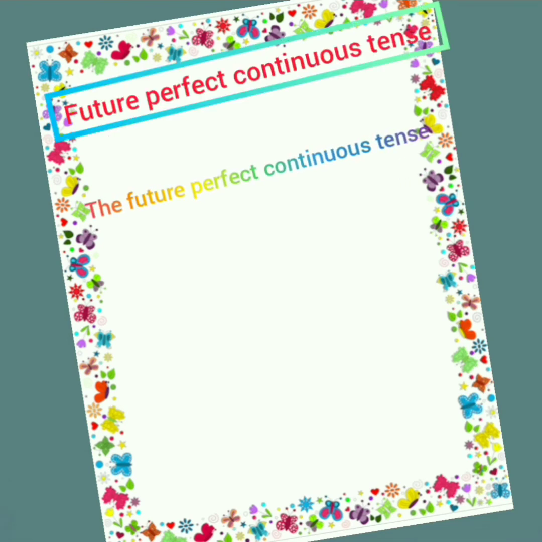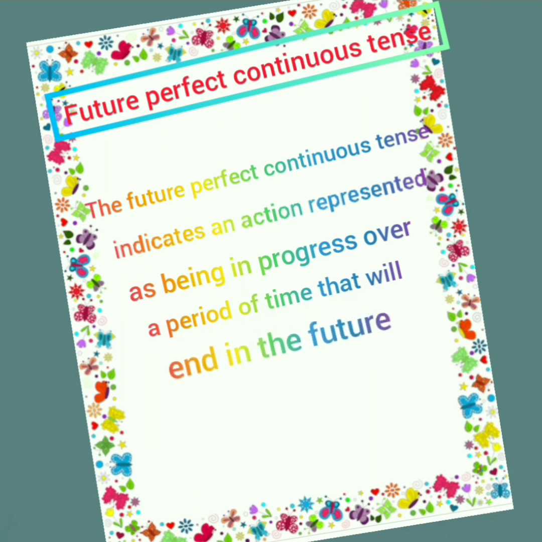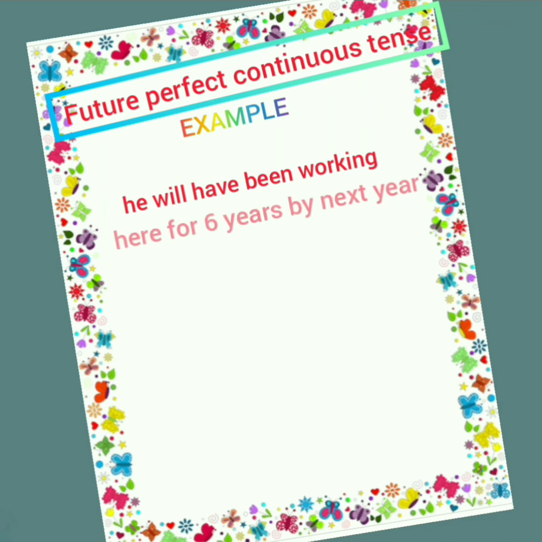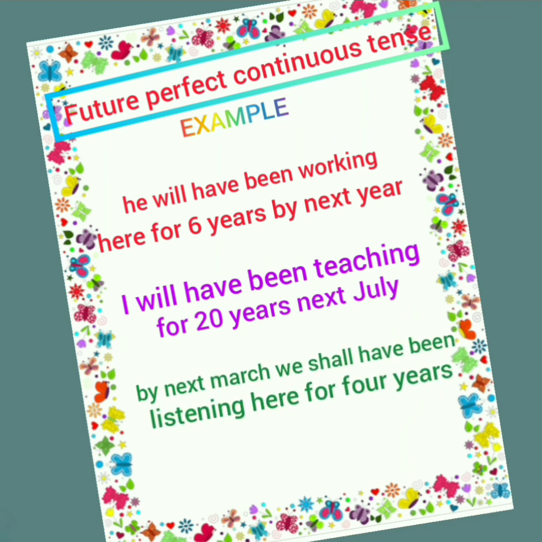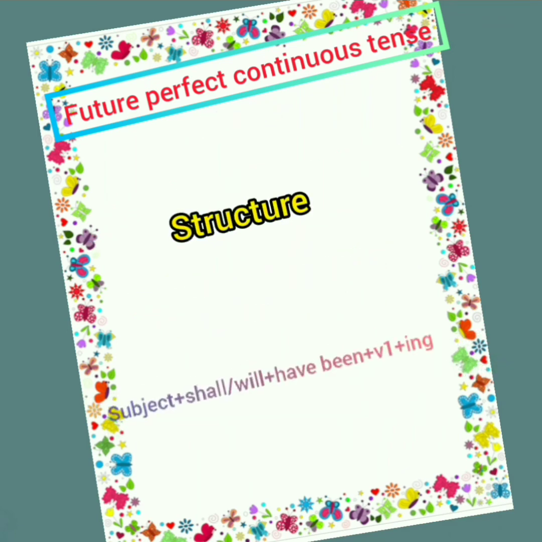Future perfect continuous tense. The future perfect continuous tense indicates an action represented as being in progress over a period of time that will end in the future. For example, he will have been working here for 6 years by next year. I will have been teaching for 20 years next July. By next March, we shall have been living here for 4 years. Structure of future perfect continuous tense is subject plus shall or will plus have been plus V1 ing.